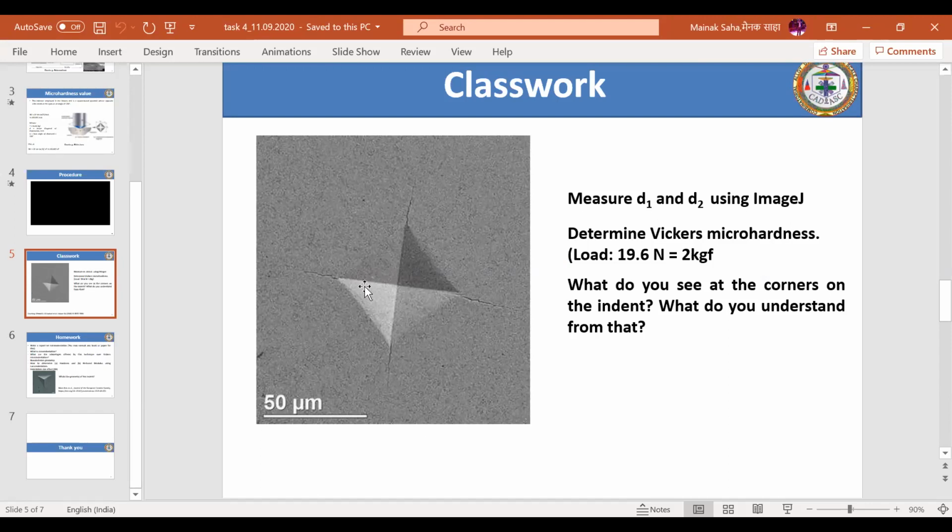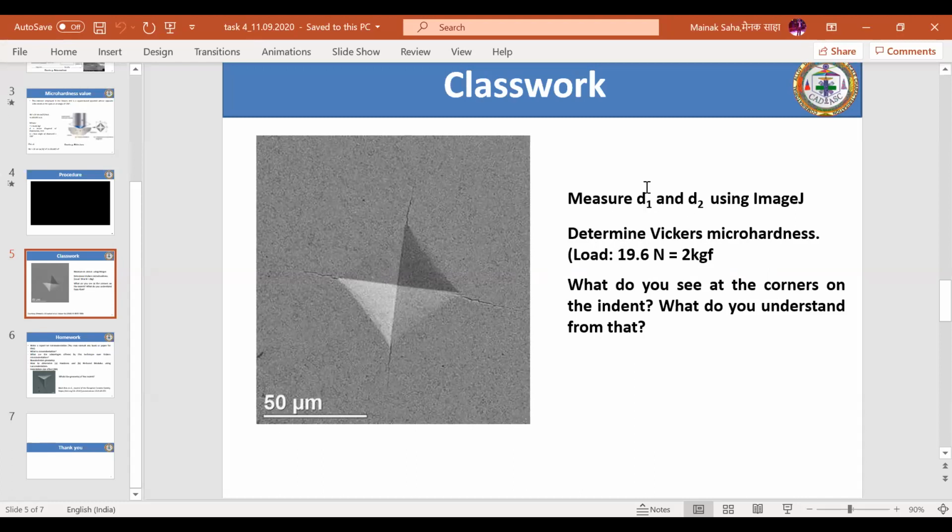It will be a very good exercise. I think you will be able to do this only once your exams are over. You just follow this. You have to measure d1, the horizontal diagonal, and d2, the vertical diagonal, based on this scale bar that I have also given you. Based on that, you have to tell me the Vickers microhardness. The load that you are going to apply is 2 kg, that is 19.6 Newton.